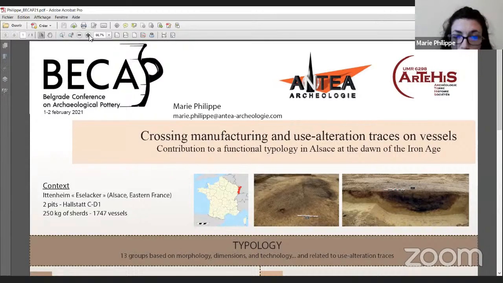As I'm a specialist of technology, I constructed the typology linking shape, dimensions, and technology of the vessels. I thus classed the sherds into 13 groups. I realized very soon that some use alteration traces occurred regularly and that they were related to the types of the vessels.